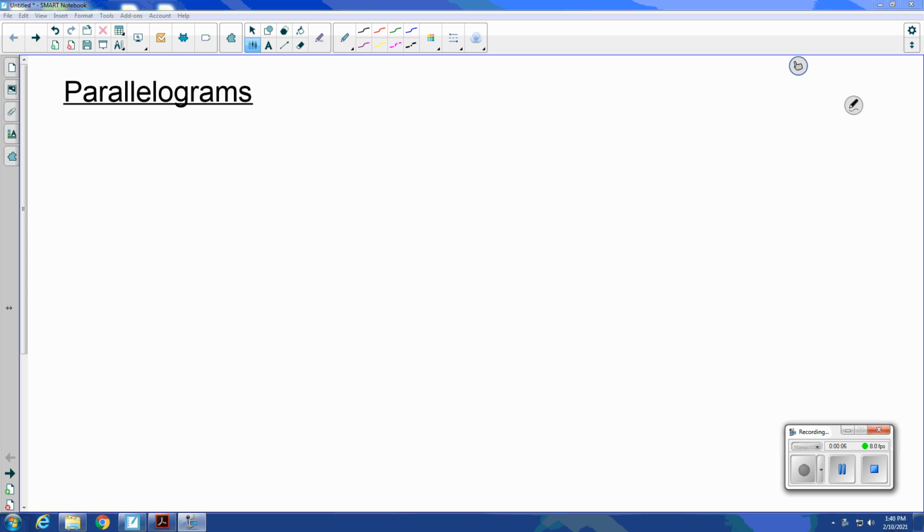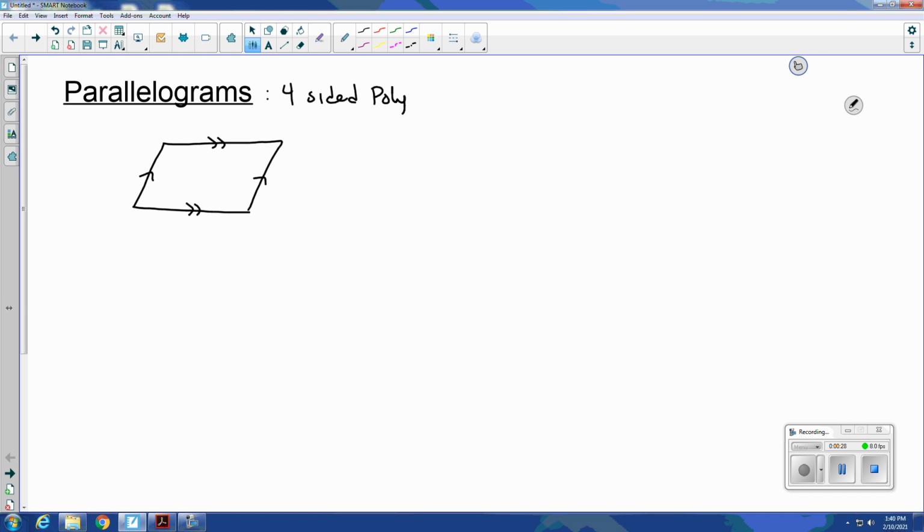Parallelograms. We'll look at this special type of quadrilateral, which by definition is a four-sided polygon where opposite sides are parallel. Now, what other properties can we derive from just knowing this one fact?